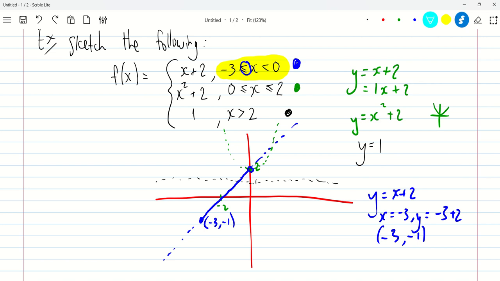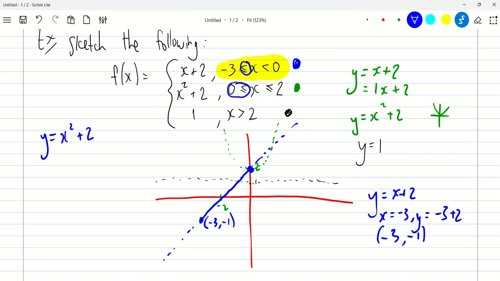The next part is x squared plus 2, our green section. I'm going to go over it in blue though, because blue is my final line. X squared plus 2 goes between 0 and 2. Again, I need to know where it starts and finishes for y equals x squared plus 2. Now it starts at 2, so I'm going to change that to a solid dot, because x starts at 0, so it includes that point.